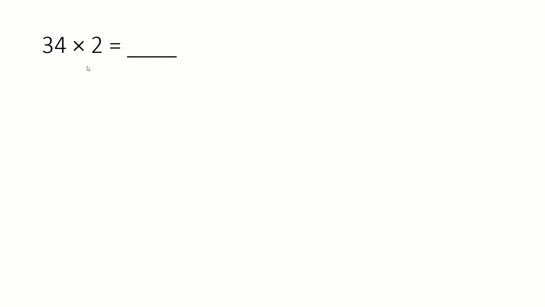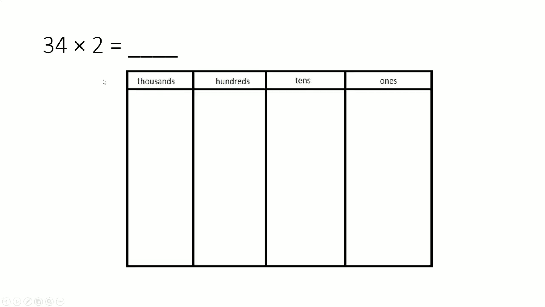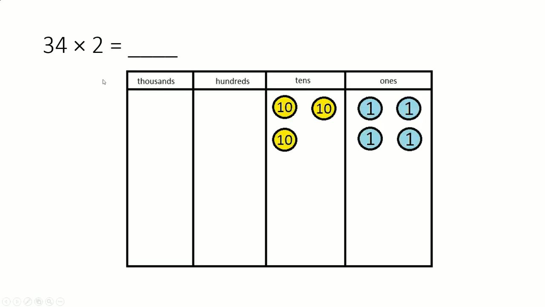34 multiplied by 2. How many groups of 34 are there? There are 2 groups of 34. Let's show the number 34 on our place value chart. There are 3 tens and 4 ones.